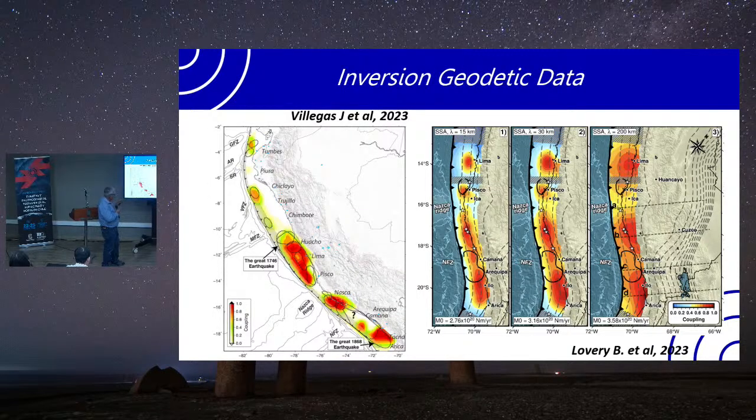And here we have what we do: we put the stations just to get coordinates in time. Time series are used to plot velocities, and velocity is used to do the inversion and see what causes the deformation on the surface and obtain a slip distribution. So here we just compare the Villegas solution with the Lovery et al. 2023 solutions for southern Peru. Mainly we are focusing only on southern Peru.